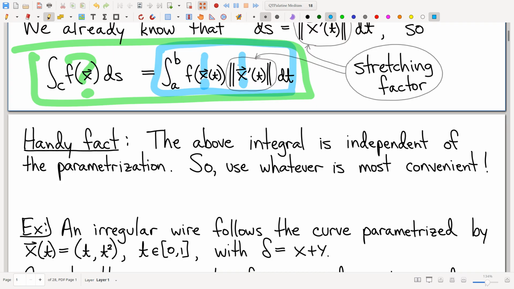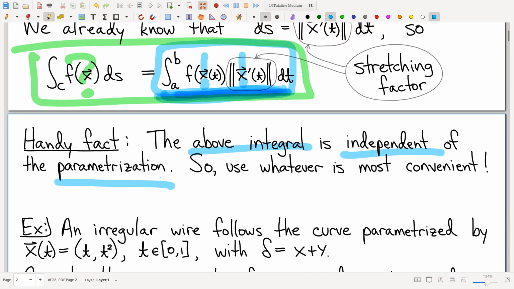So here's the good news. This expression here, this way that we compute scalar line integrals, is completely independent of the parameterization. Parameterize however you like. You'll always get the same answer. It doesn't matter. So use whatever's the most convenient. Anyway, I think that needs to get said. The punchline is nothing to worry about.